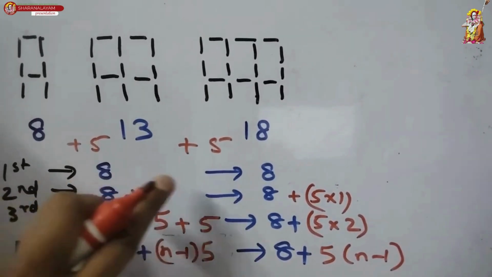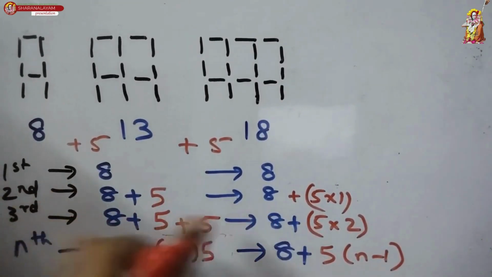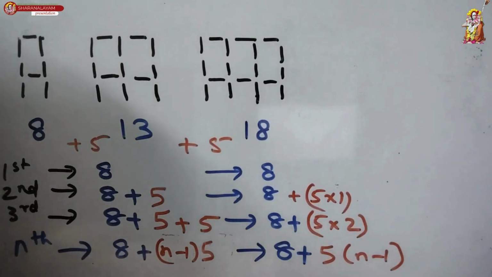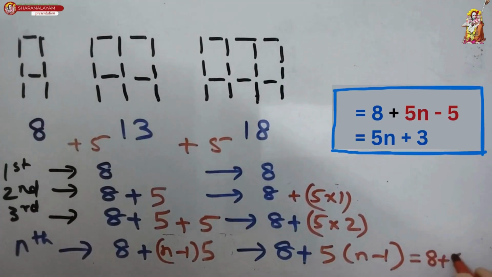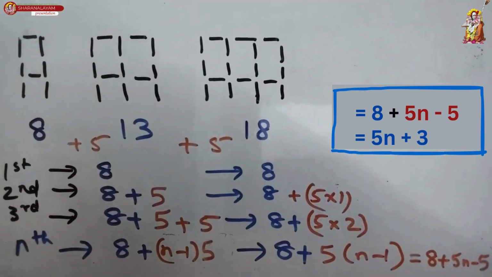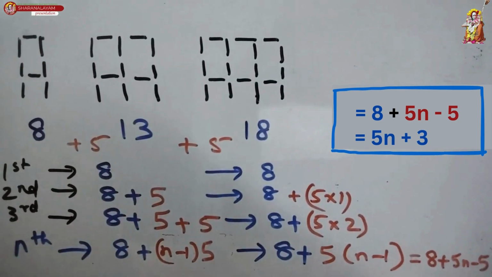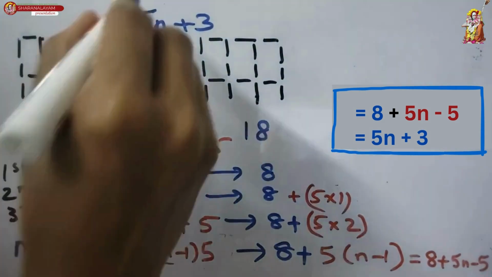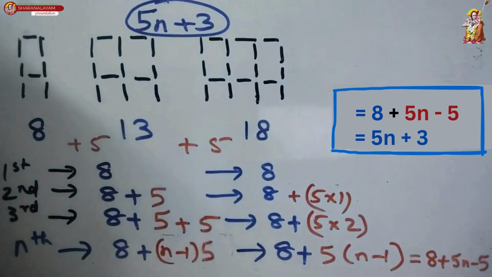Now, what will be the general rule for finding the number of matchsticks for this pattern? So the first one is having 8 matchsticks, the second one is having 8 plus 5, third one is having 8 plus 5 plus 5. So the nth one will be having 8 plus n minus 1 times 5, which is 8 plus 5 of n minus 1 equal to 8 plus 5n minus 5. Okay, now what is 8 plus 5n minus 5? 5n will remain as it is, 8 minus 5 will give you 3. So the rule for this pattern is 5n plus 3. Okay, so this is the rule for this pattern.